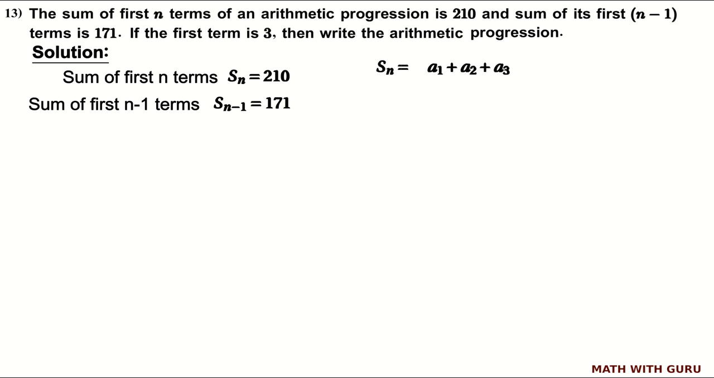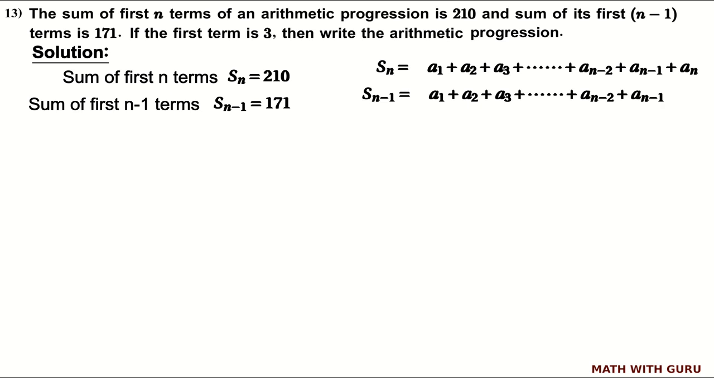Look here, Sn means A1 plus A2 plus A3 and so on, plus An minus 2 plus An minus 1 plus An. Similarly, Sn minus 1 equals A1 plus A2 plus A3 plus so on plus An minus 2 plus An minus 1. Let us subtract Sn minus 1 from Sn like this. While subtracting, we need to change the signs like this.